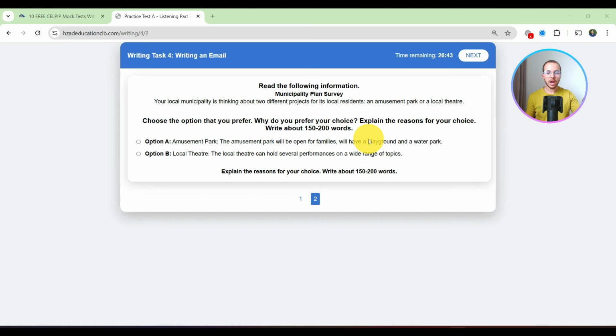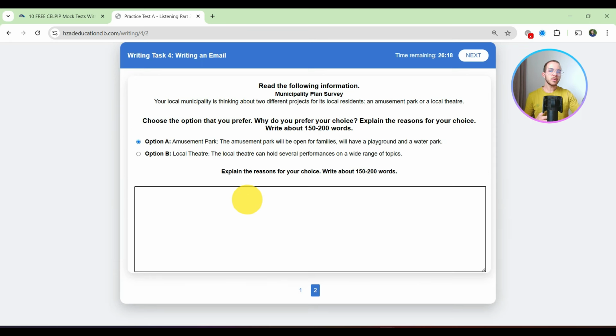So here we're going with either option A, the amusement park, which will be open for families and have a playground and a water park. Already, that's generating some ideas, and you can use those ideas in your thesis. Option B, the local theater. It can hold several performances on a wide range of topics. Now, I'm not wasting any time. I'm going with option A. Also, I love water parks.